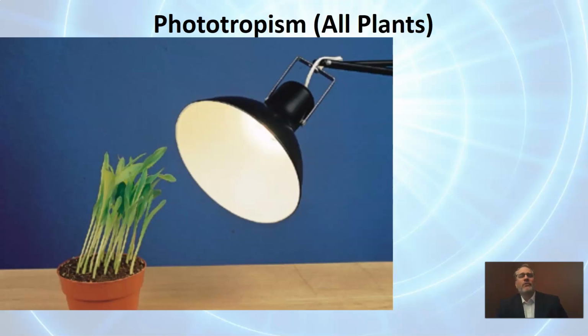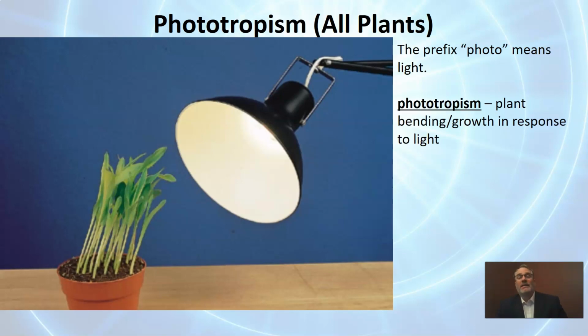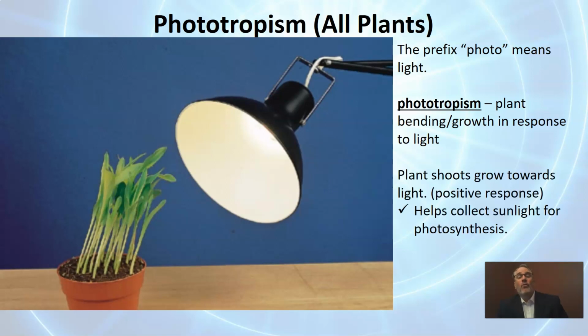All right, so we're going to begin with something called phototropism, and this happens in all plants. The prefix photo there at the beginning before tropism simply means light. And a phototropism is when a plant bends or grows in response to light. So if we look at this picture, we can see that we have a lamp that's producing light, and we can see what looks like corn or some type of grass is growing toward the light. And of course, if it's growing toward it, that would be a positive response. So plant shoots grow towards light. This is a positive response. Of course, this is just going to help them collect the energy that they need that's in sunlight for photosynthesis.